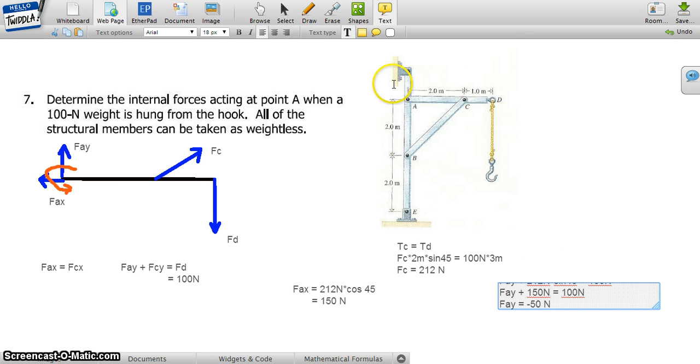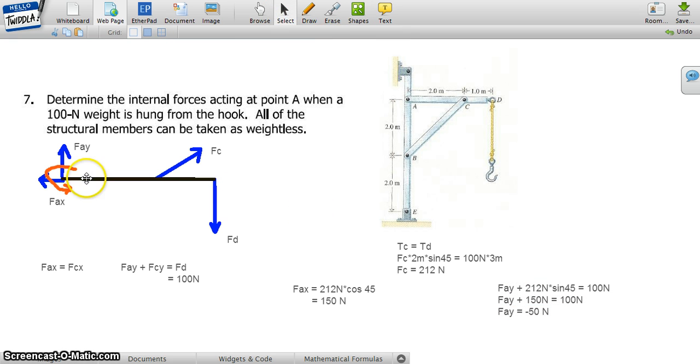Well, all that means is that the force here that I've drawn for FAY up, it's really not up, it's really downward. But I don't need to redo anything. I've got the right answer. So when it says negative 50, it just means in the opposite direction of that.